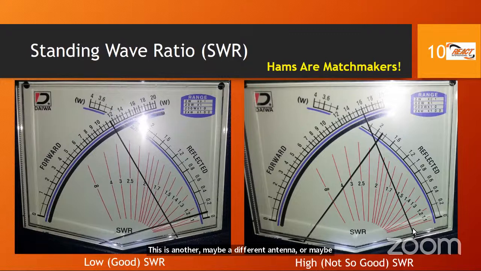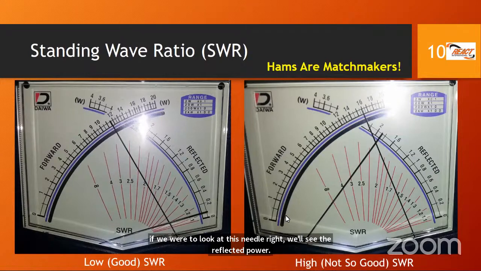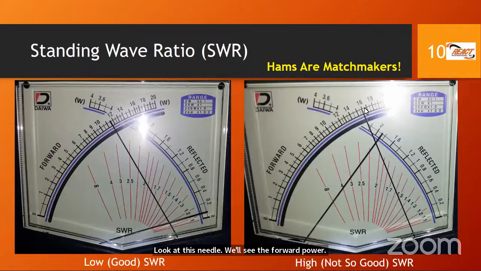How do we know the SWR is high according to this meter? Well, if we were to look at this needle, we'll see the reflected power. If we look at this needle, we'll see the forward power. So the forward power, if we were to read off, is somewhere around 16 watts or so. And if we were to look at the reflected scale, you'll see it's all the way up here, right? So the needles now cross at a different point. So they cross all here.